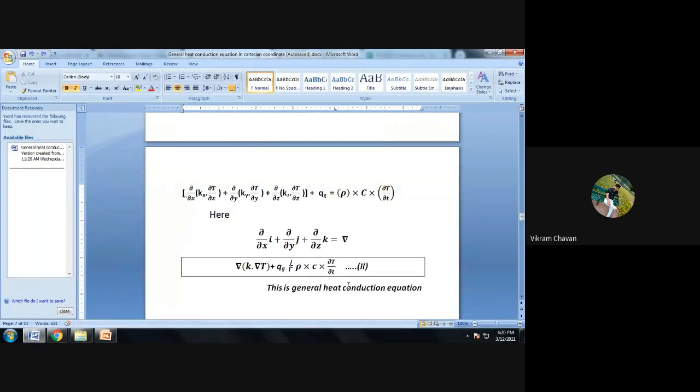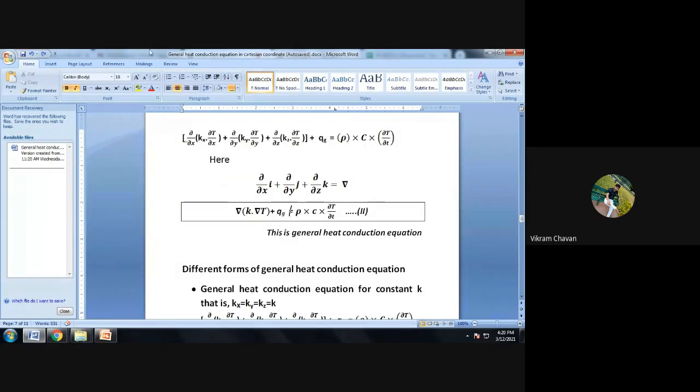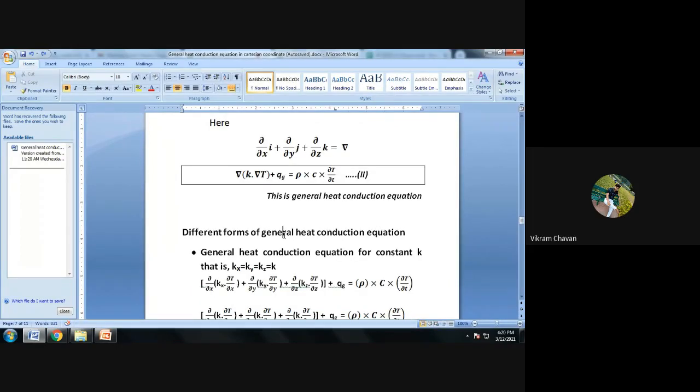This is called the general heat conduction equation. Once we get equation number 2, further we have to deduce that equation into different formats. Initially we considered the material to be anisotropic, that is, the property changes with respect to x, y, z direction. Now here we are assuming that the thermal conductivity of the material is constant throughout the axes or throughout the material.